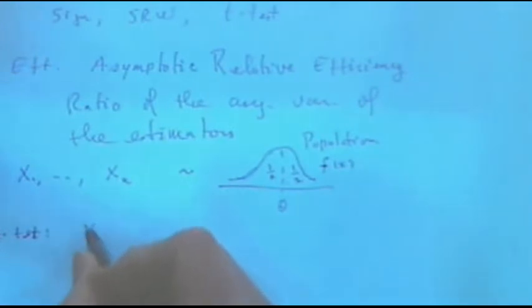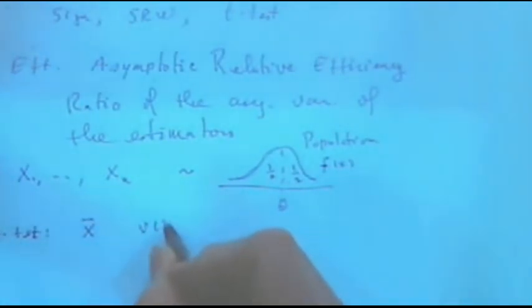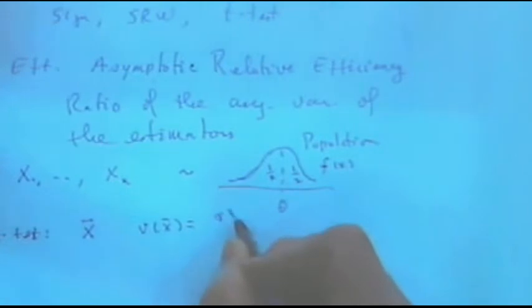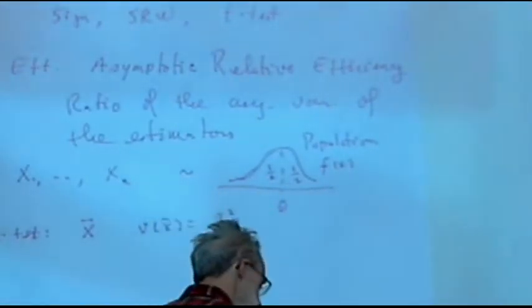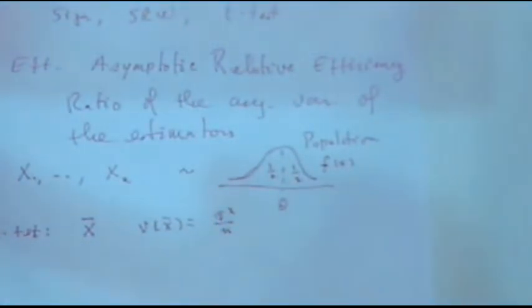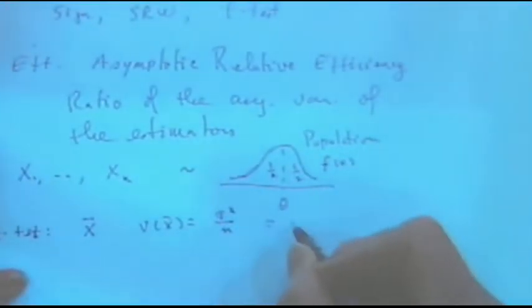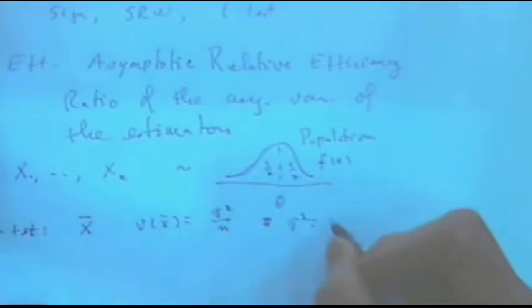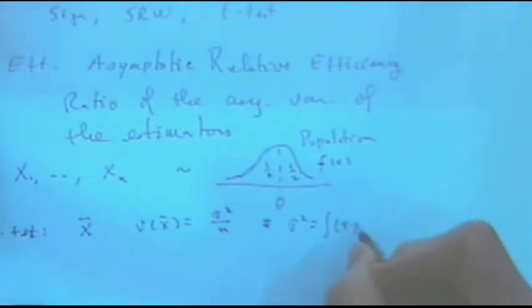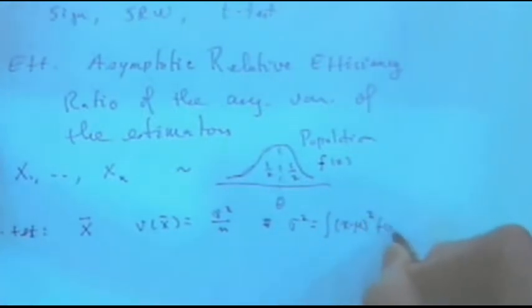Then if you're doing a t-test, the estimate is x bar, and the variance of x bar is the variance of the population over n. You're probably used to that. We've talked about variance, but it's not nice in terms of the integral.